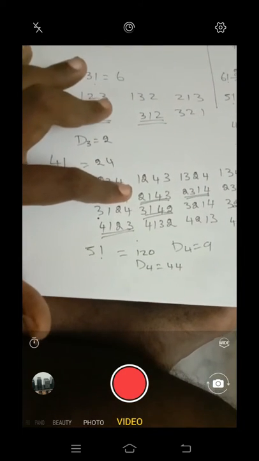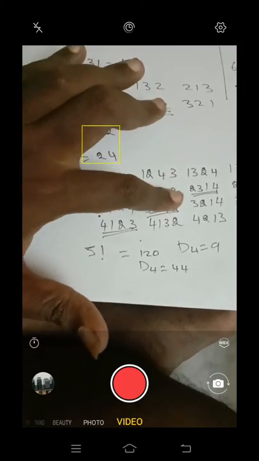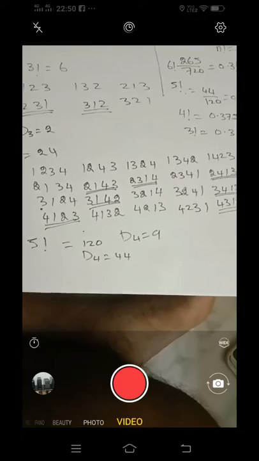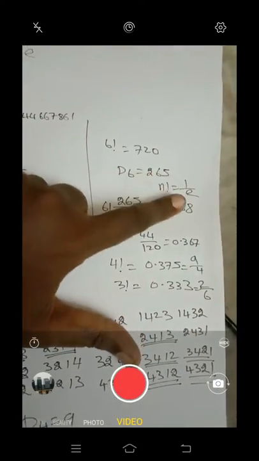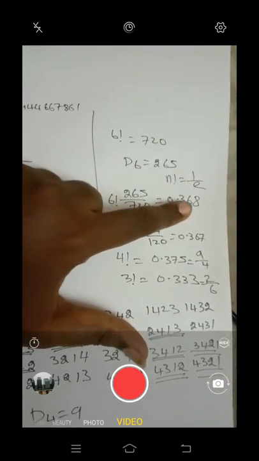For 4 things you have this: 2 takes the 1 place, 3 takes the 4 place and 4 takes the 3 place. Like this, the derangement goes. If it goes like this, you have 9 derangements. For 5 factorial you have 44 derangements. Like that, for 6 factorial you have 265 derangements. So the ratio is 1/E. So it is 0.368.